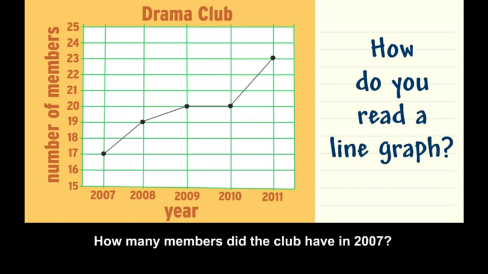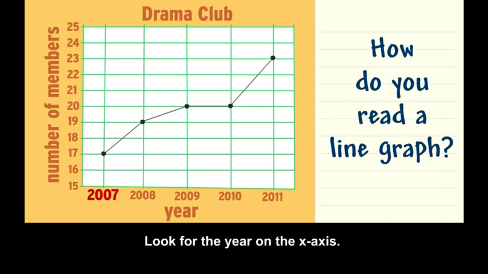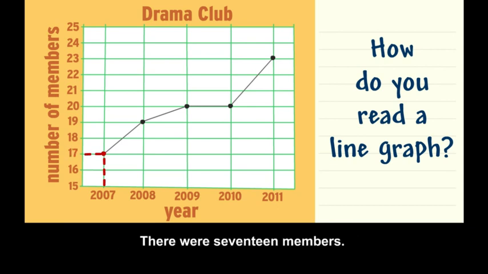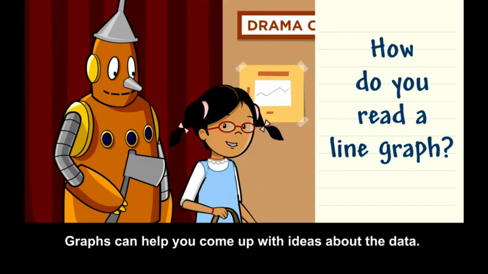How many members did the club have in 2007? Look for the year on the x-axis. Then go up to the point and see where it lines up along the y-axis. There were 17 members. How many members were there in 2009? There were 20 members.